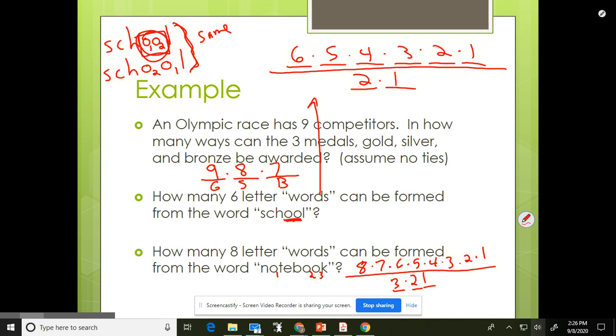If there was another repeat, let's just say we spell notebook with 2 K's at the end, so let's pretend there was another K here, then you would just multiply. We'd have to take care of those repeats. We just multiply again by 2 times 1. You just do that for however many repeated letters there are.